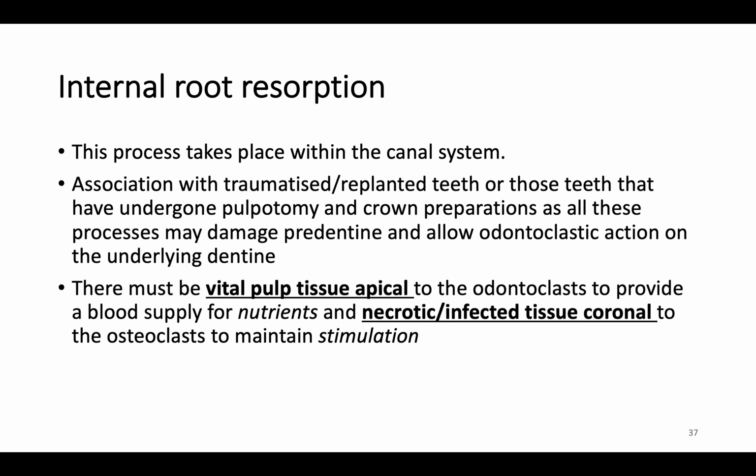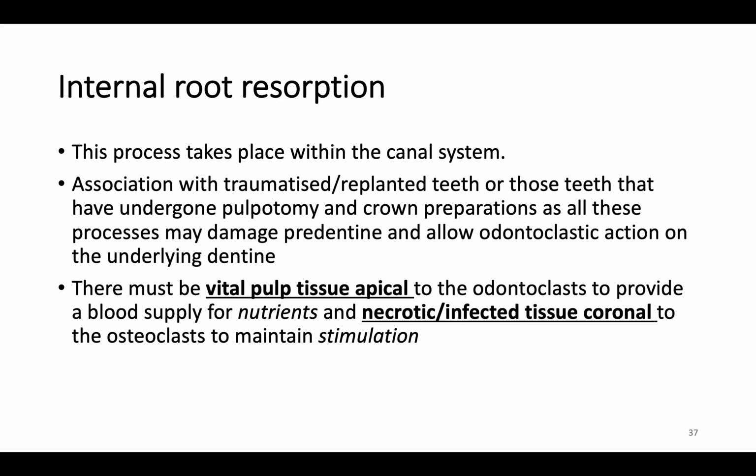And this damage can occur as a result of trauma or as a result of vital pulp therapy sometimes, or as a result of crown preparation. So when you prepare crowns, this heat generated by the handpiece can cause damage to the predentine and predispose the tooth to internal resorption. Now, in order for the internal root resorption to take place, you have to have vital pulp apically, okay? And you have to have necrotic pulp coronally.